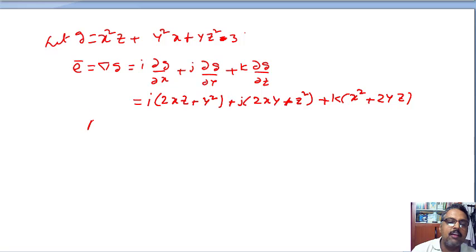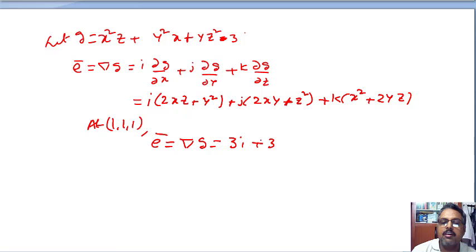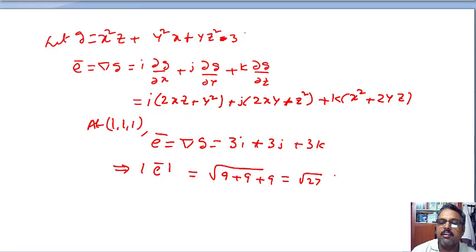So at the point (1, 1, 1), E bar equals del g equals 3i plus 3j plus 3k. Now, what is the modulus of E bar? Square root of 9 plus 9 plus 9, root 27, which is nothing but 3 root 3.